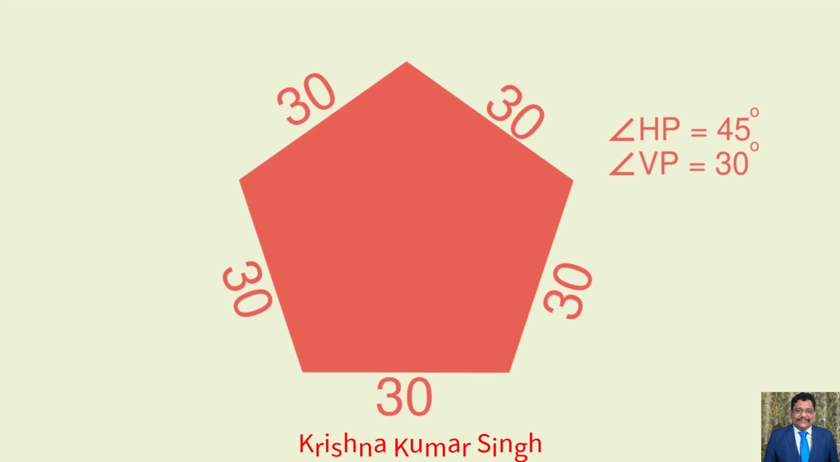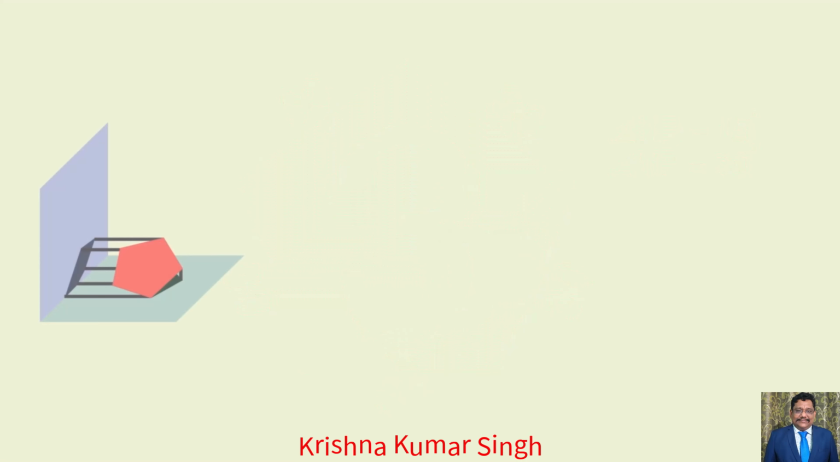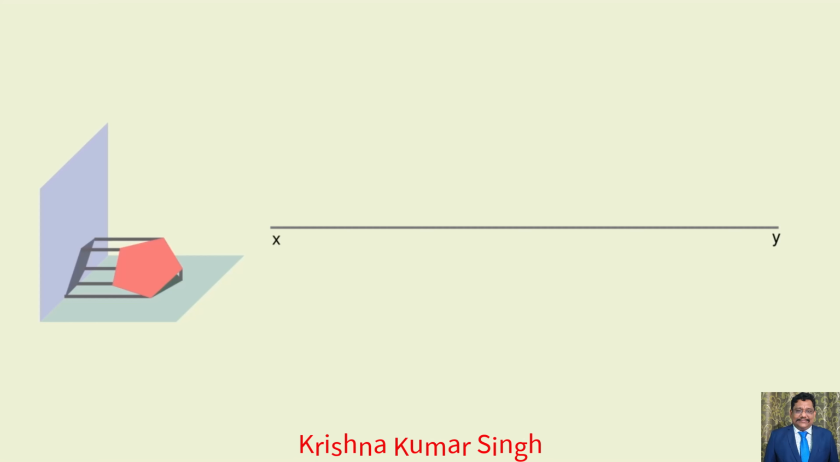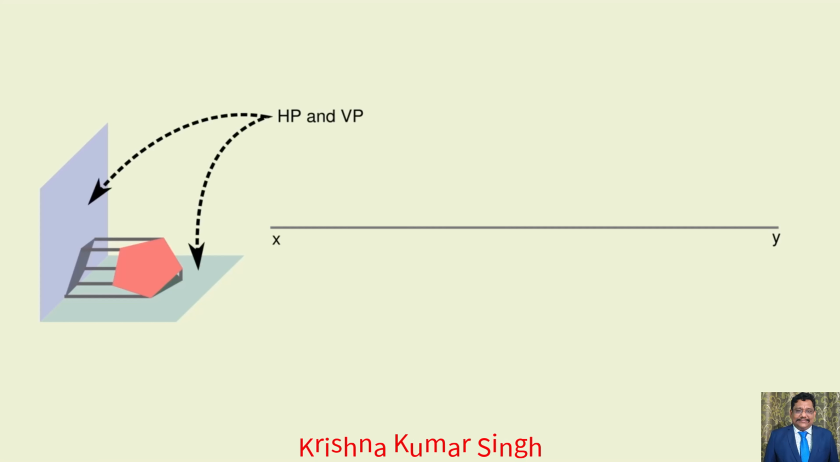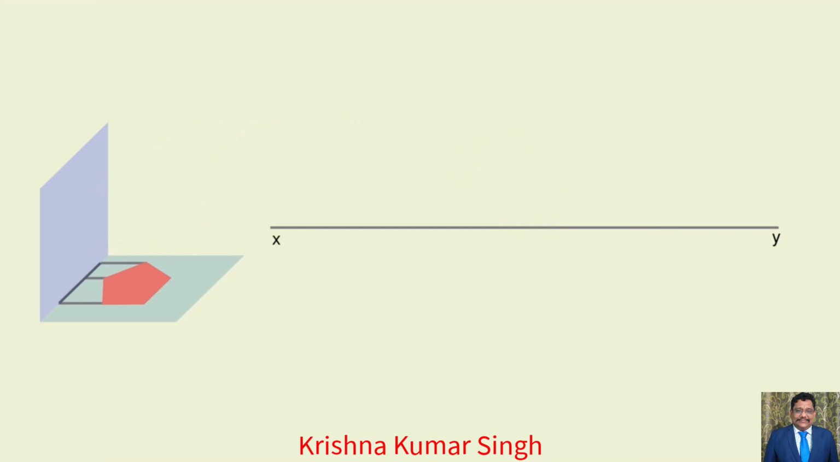This is a complicated case among these problems, and it can be completed in 3 steps. Let us discuss the procedure for a solution. Draw an XY line, say 120 mm. When the plane is inclined to HP and VP, 3 steps can be used to solve the problem. Step 1. First, assume that the plane is parallel to HP and perpendicular to VP.